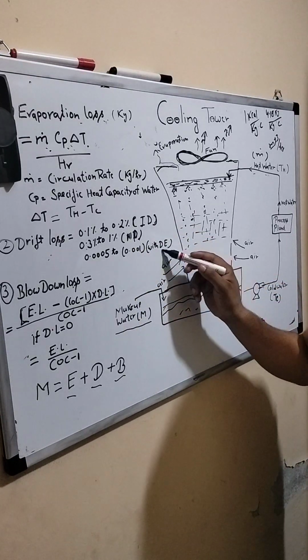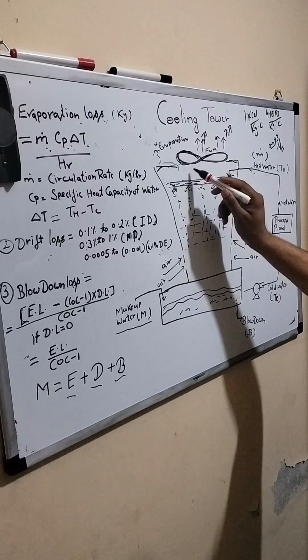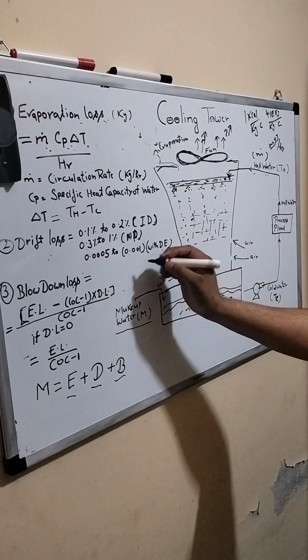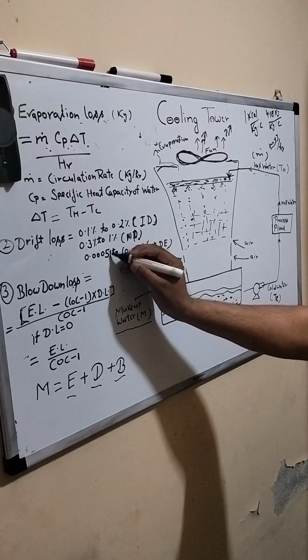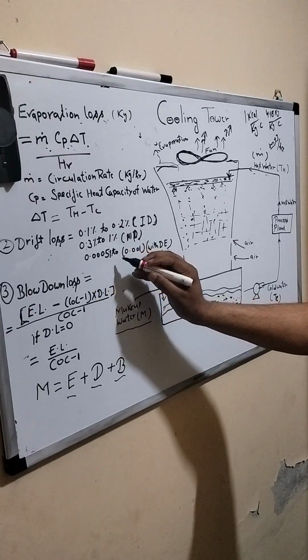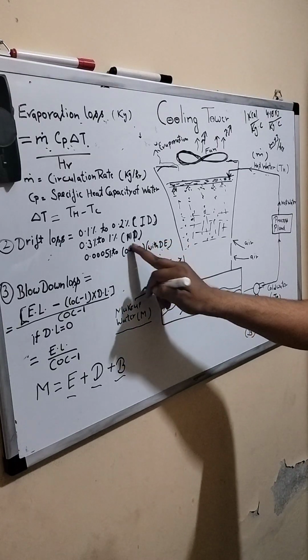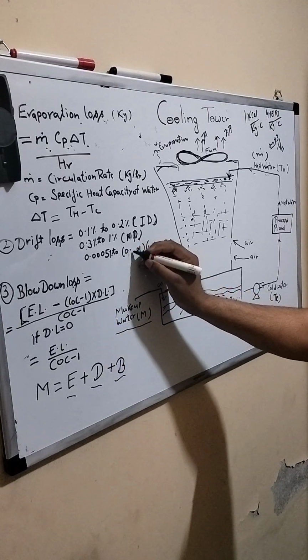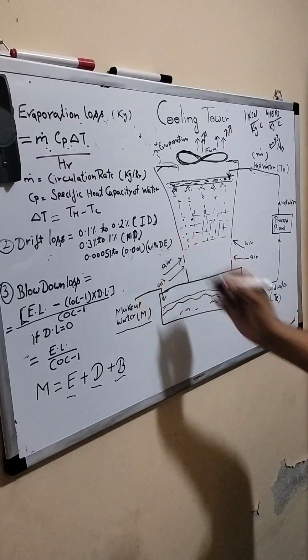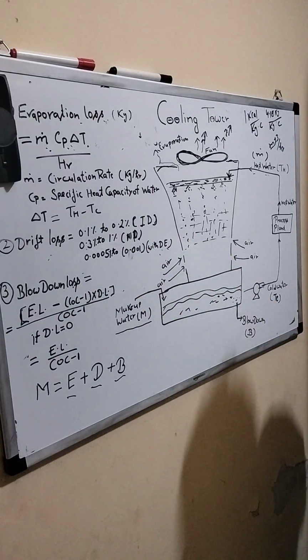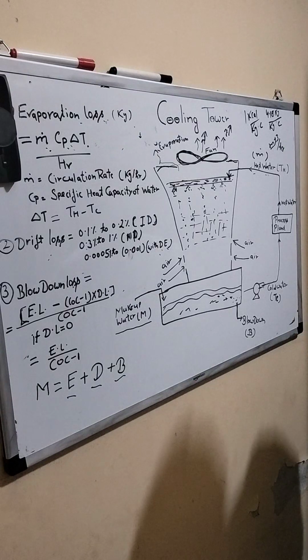And when you use a drift eliminator, its value is 0.0005% to 0.001%. So in the calculation we take it as negligible.